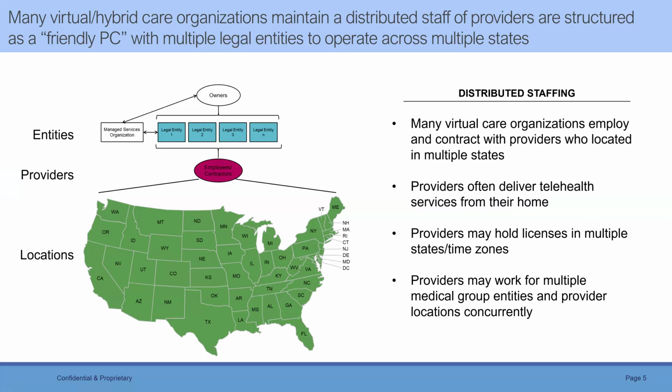I find that this model here with a friendly PC organization highlights some of the challenges that existed for Medicare enrollment and reassignment. You'll have the multiple legal entities here that exist. You'll have multiple providers that are now no longer associated in a one-to-one relationship, but are now across a number of different geographies, including delivering care from their home.